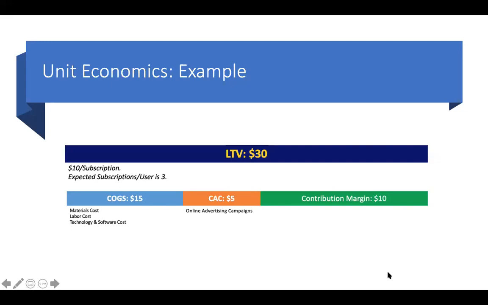That would include the materials to produce the product, all the salaries to staff, all the salaries to the technology staff, and all the software maintenance costs. All of that would have to go into your cost of goods sold. And then you have your customer acquisition cost. In this case, I have online advertising campaigns, but there are a lot of other mechanisms to advertise your products.